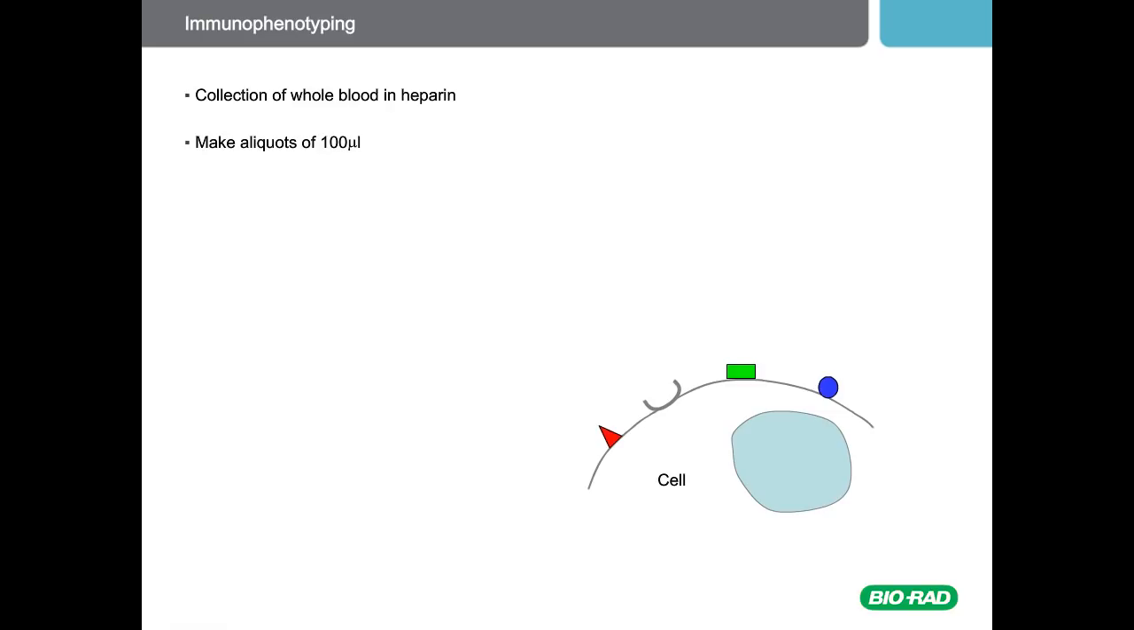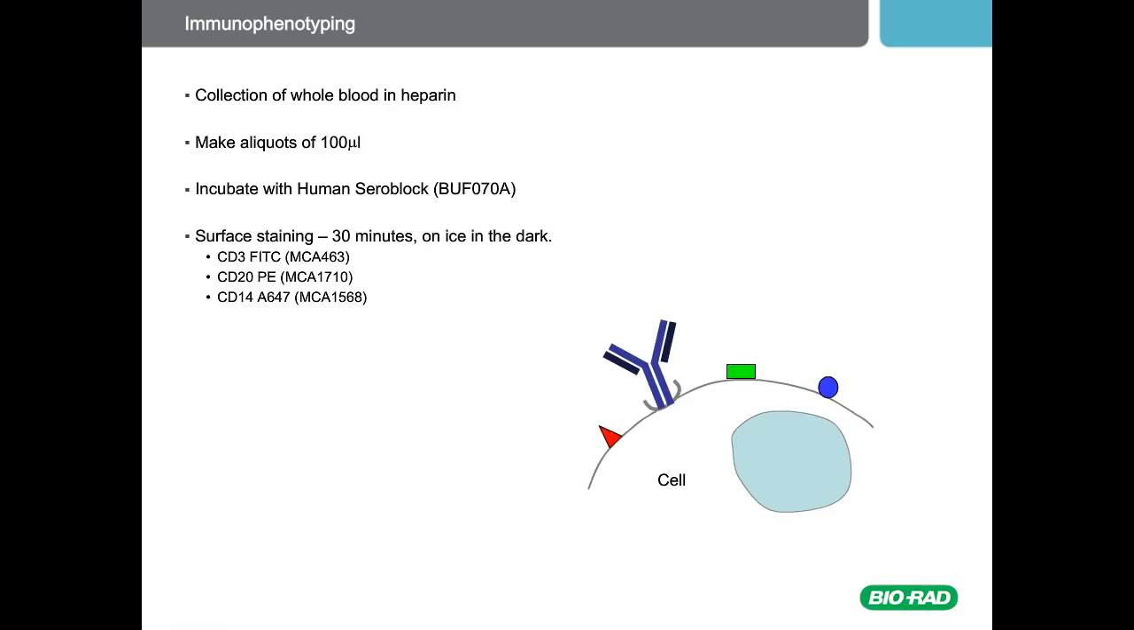The samples were pre-incubated with human seroblock to prevent binding to the Fc gamma receptors. The samples then had directly conjugated antibodies against CD3 for T cells, CD20 for B cells, and CD14 for monocytes, added at the recommended dilutions. The appropriate isotype controls were added to determine background, and single stain controls were done to allow compensation to be performed.